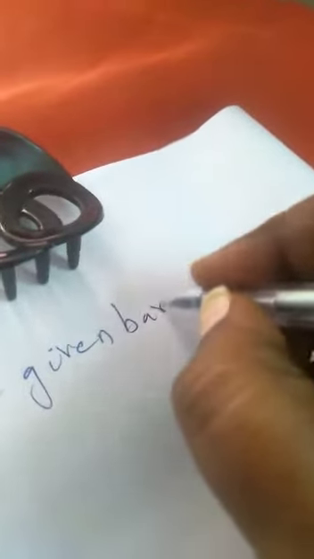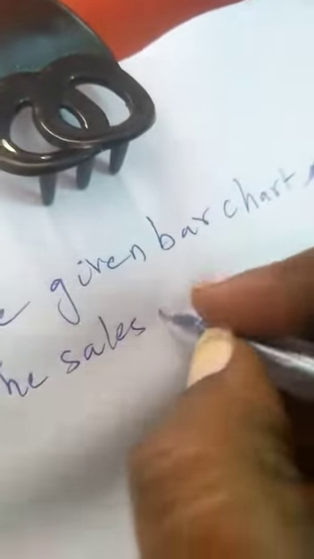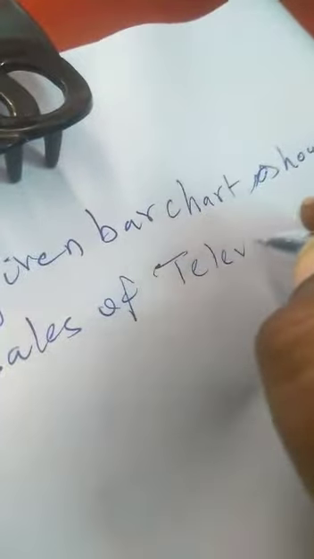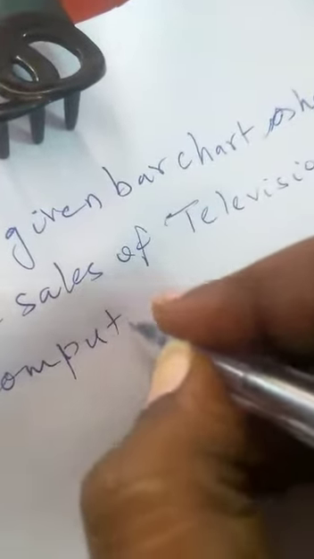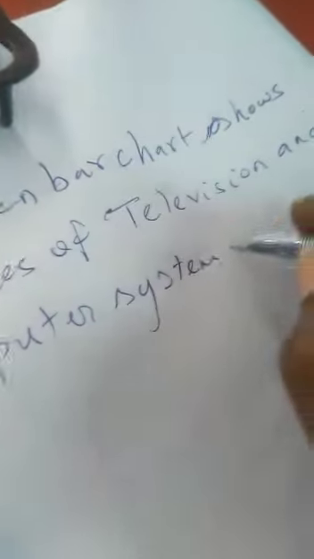So you can write here: the given bar chart shows the sales of television and computer systems in different countries.